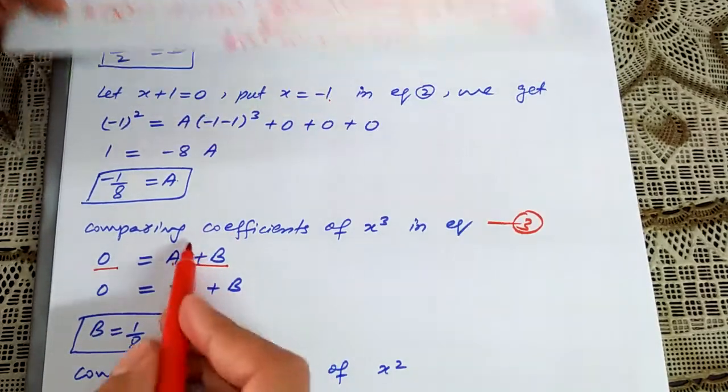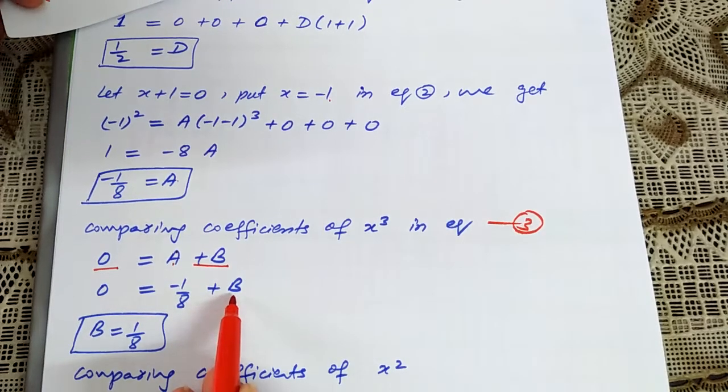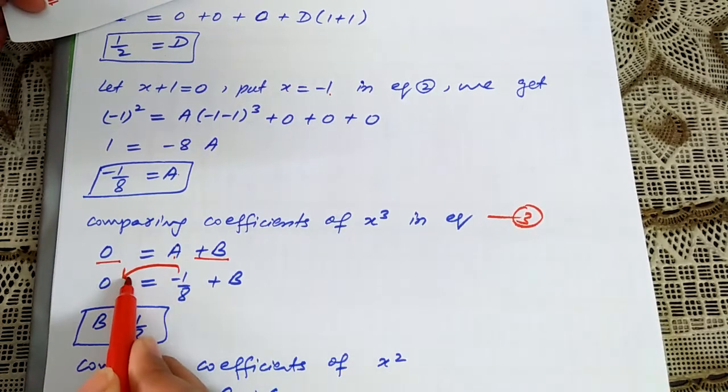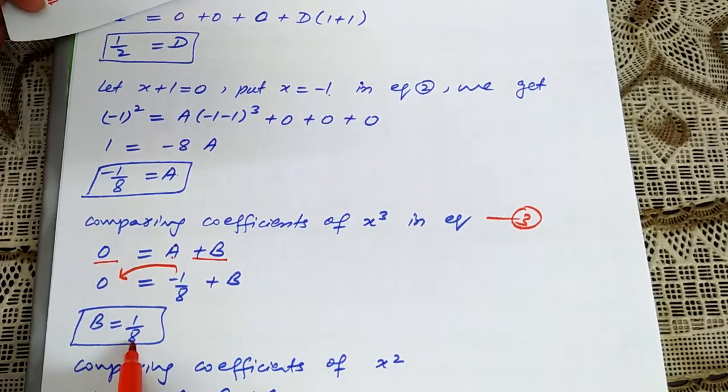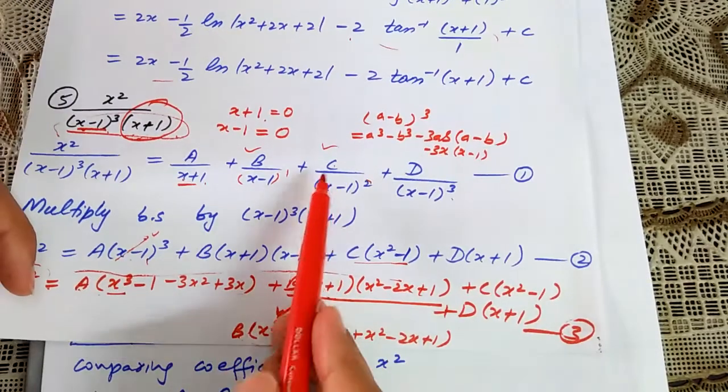Now just put the value of a here, that is minus 1 over 8. And b will remain as it is. This will become b equals to 1 by 8, because this minus 1 by 8 will move to the other side. It will become plus 1 by 8. Now I got the value of b. Now I need the value of c.